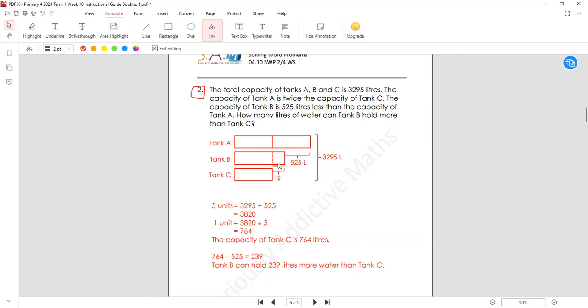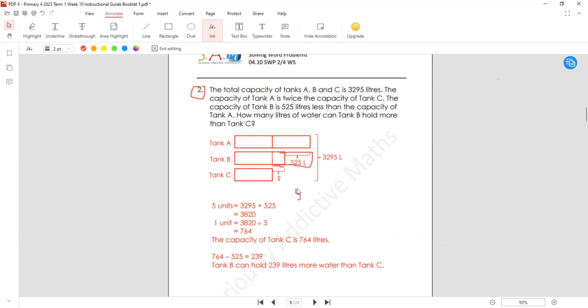Sorry, I shouldn't say 1 unit. I beg your pardon. 4 units plus this unknown part equals 3295. But they don't know what this unknown part is. So what they need to do is, if I don't know what this unknown part is, what if I make this into 5 units? So this is 5 units minus 525. In order to make 5 units, I got to add 525.